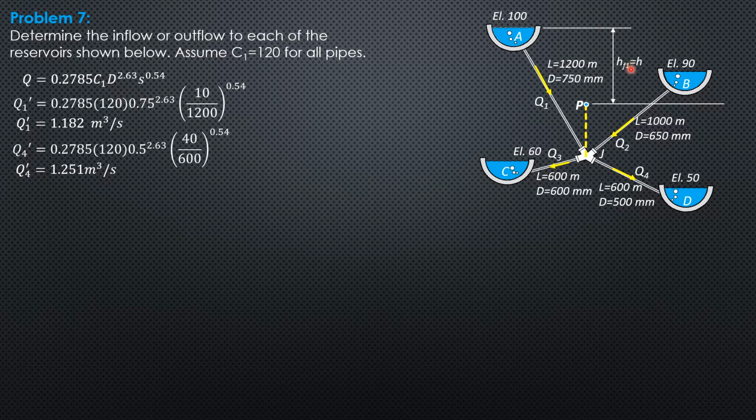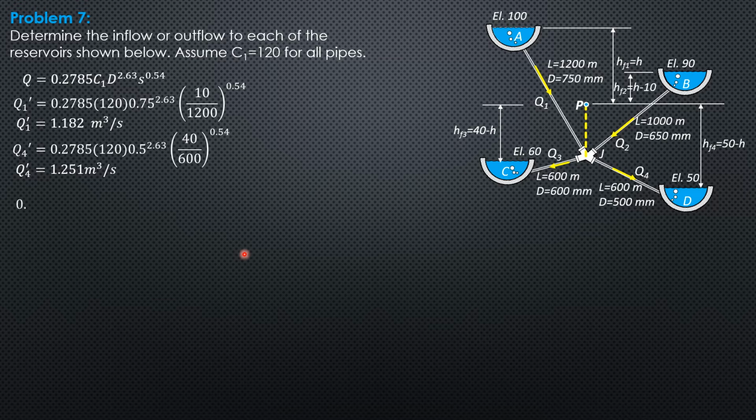So let's denote HF1 equals H. HF2 equals H minus 10, because 100 minus 90 is 10. HF3 is 40 minus H, because 100 minus 60 is 40, so 40 minus H. HF4 is 50 minus H, because 100 minus 50 is 50, and minus H, so that's HF4.